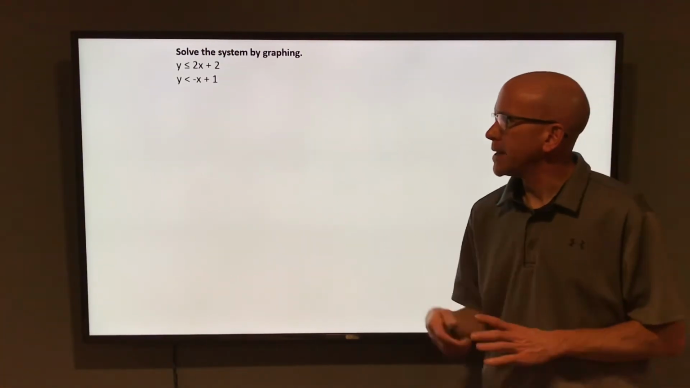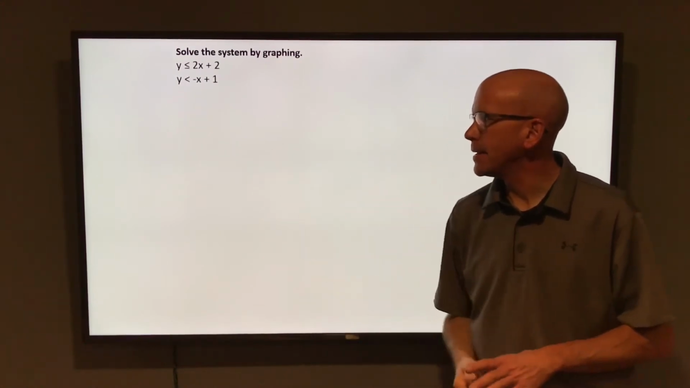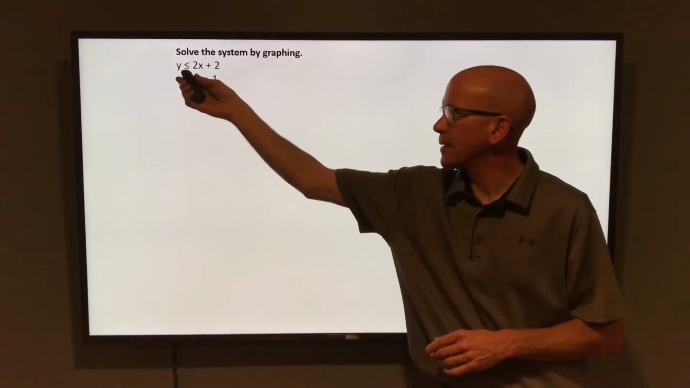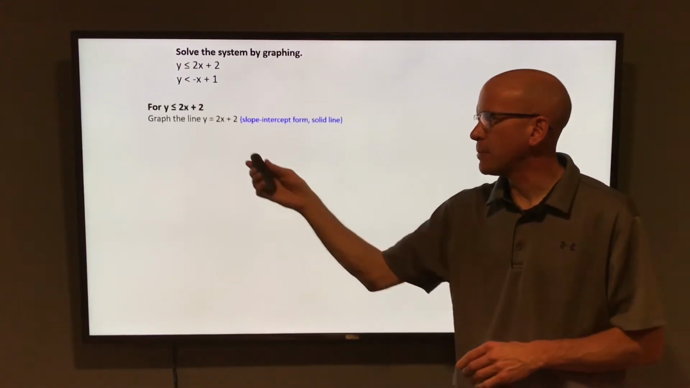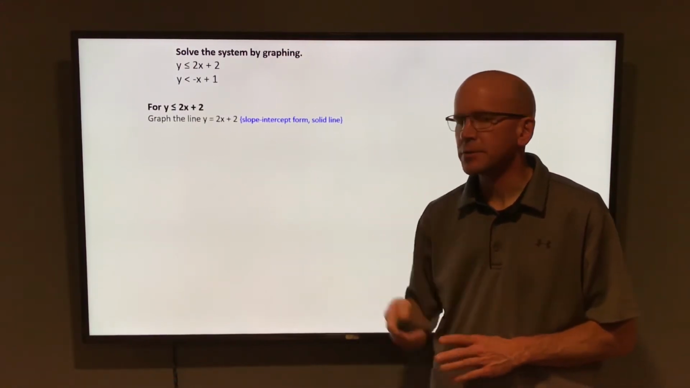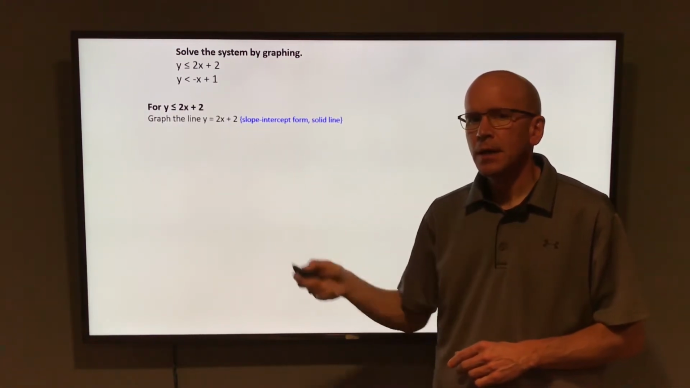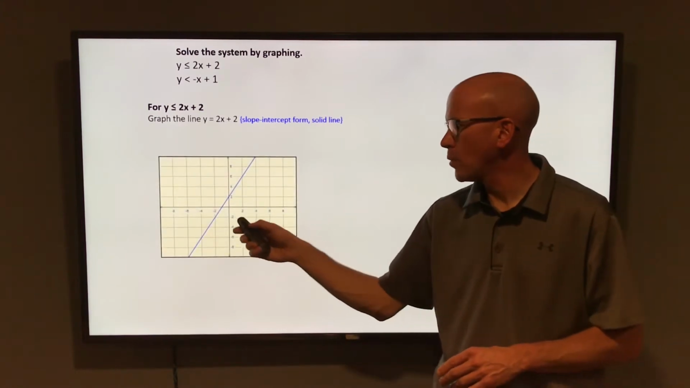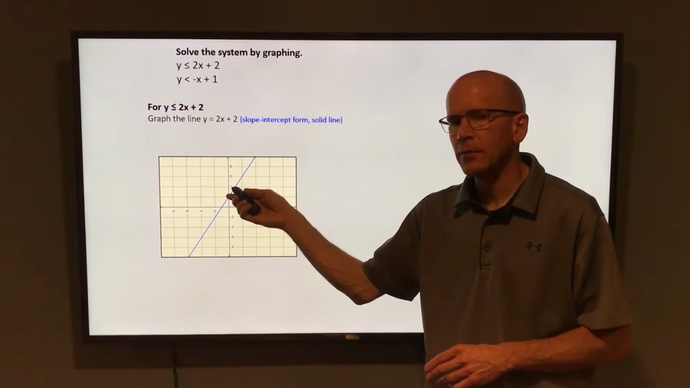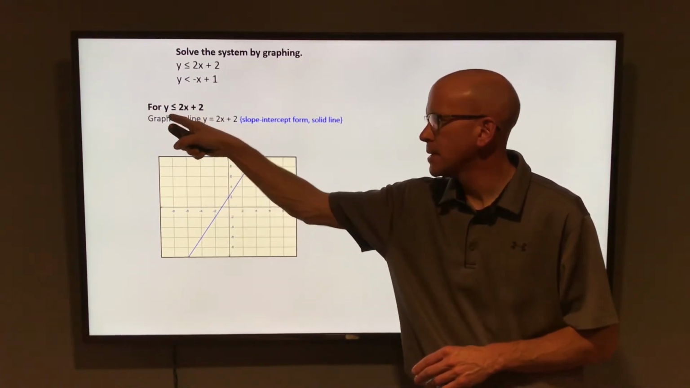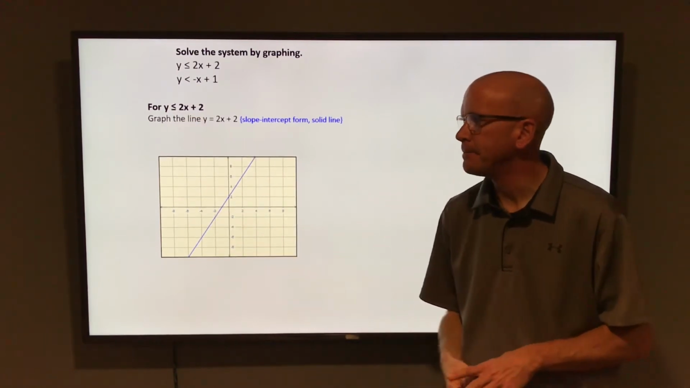Going to solve this system by graphing y is less than or equal to 2x plus 2 and y is less than negative x plus 1. So we'll start by graphing that y is less than or equal to 2x plus 2. To graph that, you're going to graph the boundary line y equals 2x plus 2. To graph the boundary line, you start with the y-intercept at 2, and then from there, go up 2 and to the right 1. So y-intercept at 2, go up 2 and to the right 1, put another point down, draw a solid line through those 2 points, because you have the less than or equal to sign. If it's the equal to sign, make a solid line.